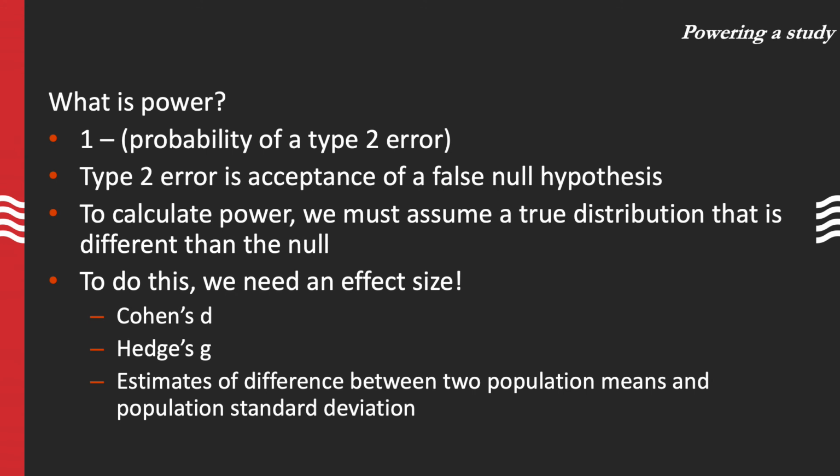To calculate power, we have to assume a true distribution that is different than the null. Typically when we're talking about type 1 errors, we assume the null distribution is true and then calculate probabilities. When we talk about power, we assume some other distribution is true and then calculate the probability that we would falsely accept the null hypothesis. To do this, we first need an effect size like Cohen's d or Hedges g. This is one reason to report these in papers, because if you just report a p-value, I can't power a future study. If you report Cohen's d or Hedges g, or even just an estimate of the difference between the two population means and a population standard deviation estimate, then I can run a power analysis.